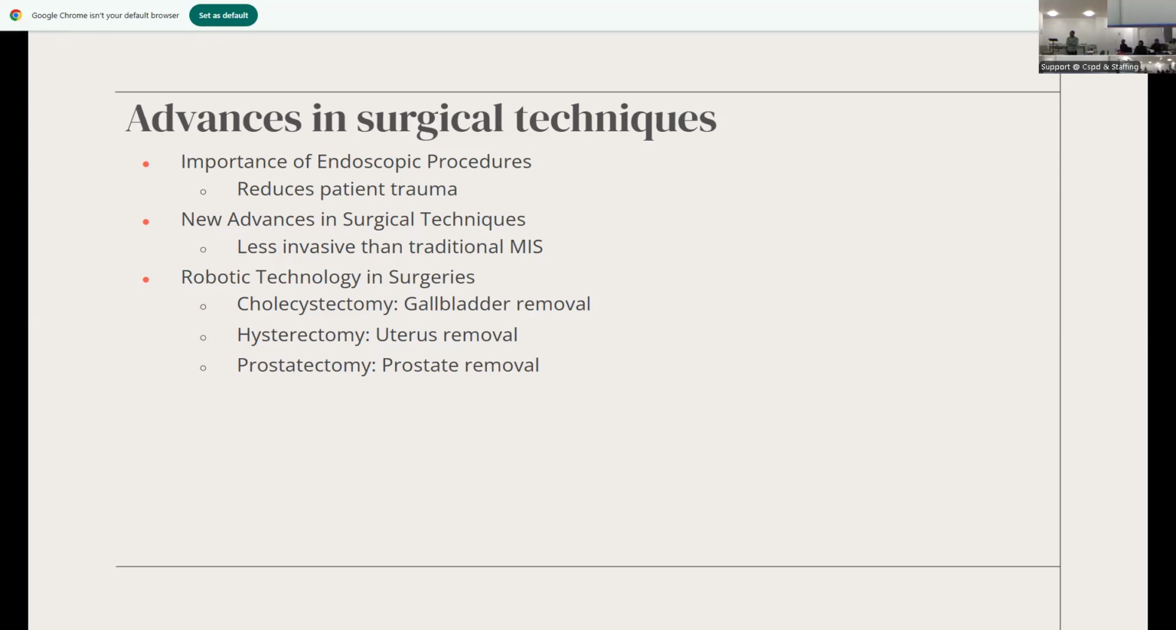So new advances in surgical techniques are less invasive than traditional MIS. Then robotic technology in surgery. Robotics, the machine is doing the surgery. They just control it. You see the way sometimes our children play games, they press the button and that's how they do it. They load the arms, and then they're just sitting there pressing and watching the screen. They are playing a video game with your body. All right.